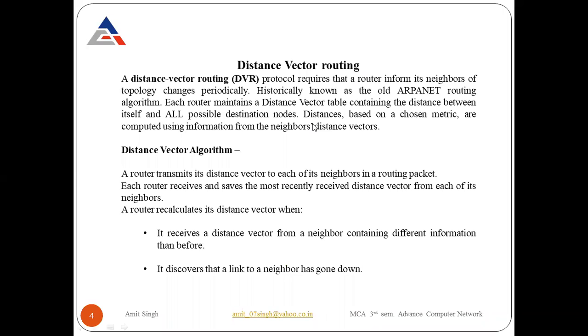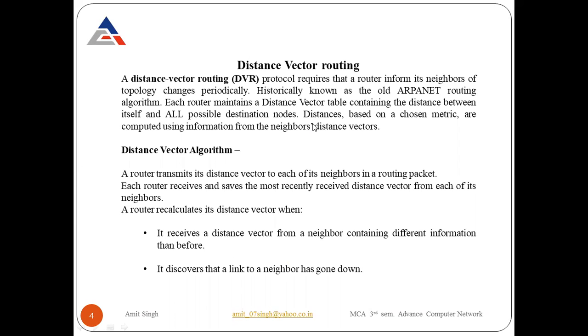The next is the distance vector routing. A distance vector routing, or you can say the DVR protocol, requires that route information about its neighbors in the topology changes periodically. Historically known as the old ARPANET routing algorithm, each router maintains a distance vector table containing the distance between itself and all the possible destination nodes. Distances based on the chosen metric are computed using the information from neighbors' distance vectors.